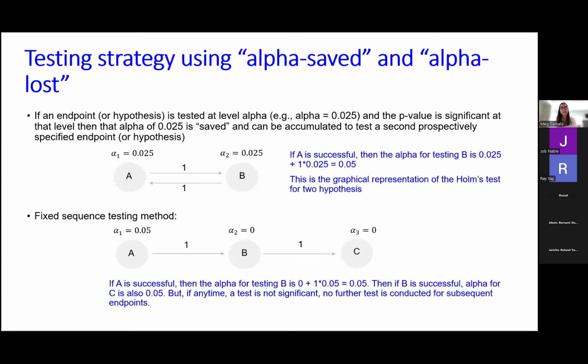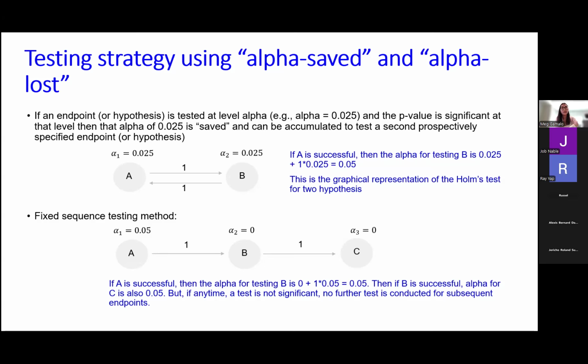Now, in this particular case, if A is successful, we will transfer all the alpha that was saved to the next endpoint, B. And subsequently, if B is positive, meaning we're able to reject the null hypothesis, we're able to transfer back to A in such a way that each of the hypotheses is actually tested at level 0.05 two-sided, which is a little bit higher. So this is what we call the Holm test for two hypotheses.